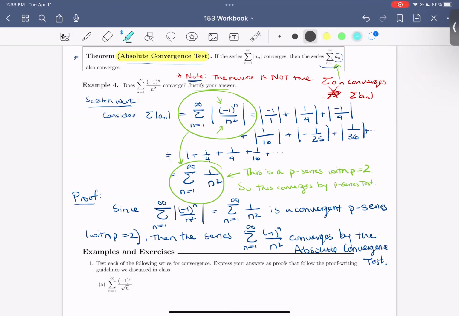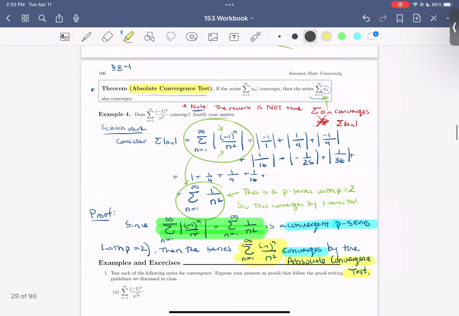So we can just ensure that we have everything we need for a proof. Have we written complete sentences? Yes. Have we stated the theorem that we're using? Absolute convergence theorem, to show convergence. Why were we allowed to use that? Well, because we looked at that absolute value series and showed that it converged using the p-series test. So we're always justifying each of our claims with the test or theorem that we're using. And then we can conclude our final result that our series converges. All right, awesome job going through this absolute convergence theorem.